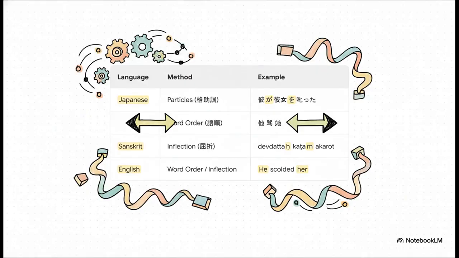And yeah, as you can see, the toolkits are pretty varied. Japanese, like we just saw, uses those handy little particles. A language like Mandarin Chinese relies almost entirely on word order. Who comes first determines their role. Then you have ancient languages like Sanskrit, which did something else entirely. They actually changed the endings of the words. That's called inflection. And English, well, we're kind of a mix. Word order is definitely king. Dog bites man is not man bites dog. But we also use a little bit of inflection, like when we change he to him.